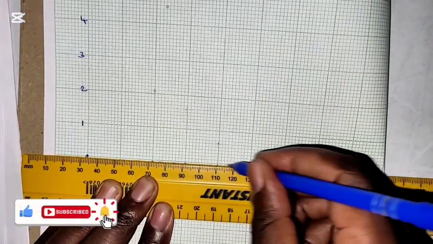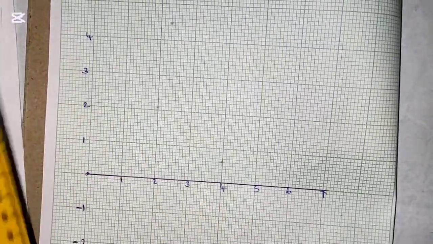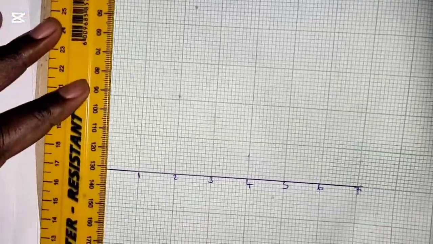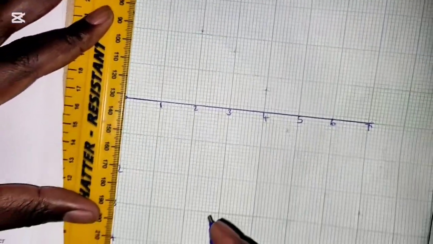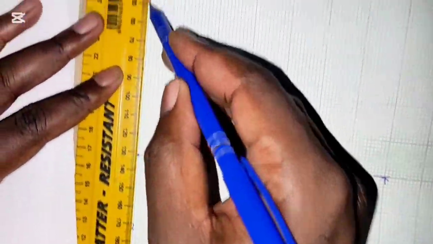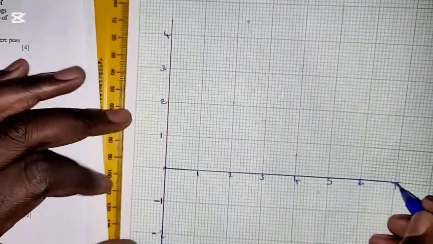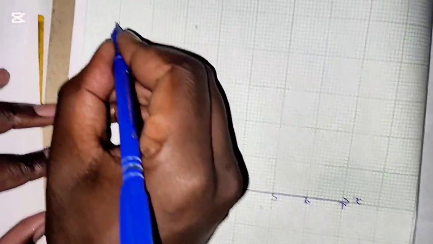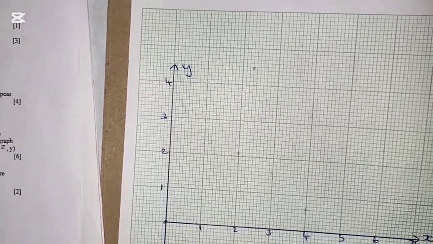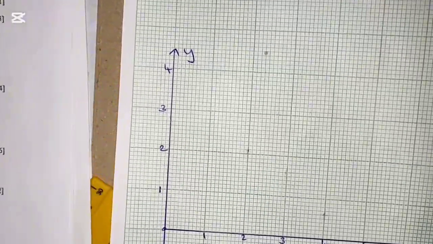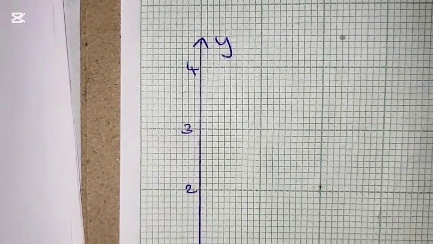You'll be able to interpret correctly the Cartesian plane and the scale. Okay, so that's my Cartesian plane. This one is my x-axis and this one is my y-axis. Okay, so let's answer the question.